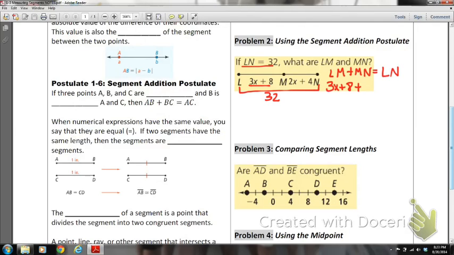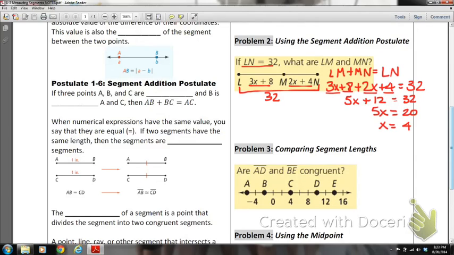The length of MN is 2x plus 4. And LN is given to us in the problem as 32. So combine like terms. 3x and 2x is 5x. 8 and 4 is 12, equals 32. Subtract the 12 from both sides. 5x is equal to 20. Divide both sides by 5. X is equal to 4.